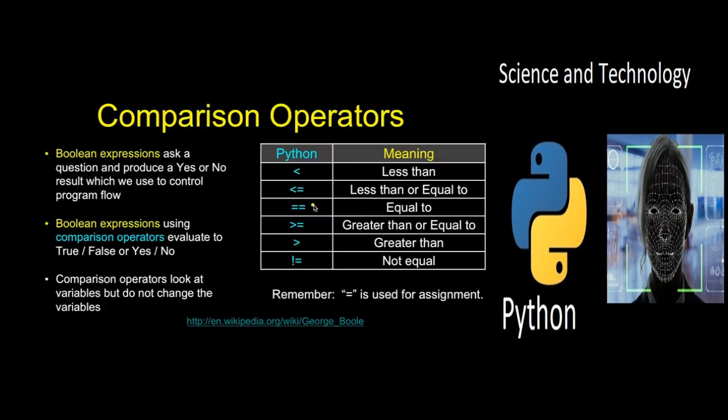So this is the question. Double equals is asking the question is equal to. Greater than or equal, greater than, and not equal. So the exclamation point is like not equal. So that's how we do not equal.